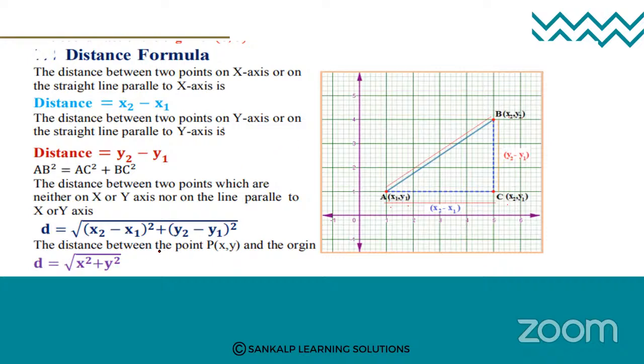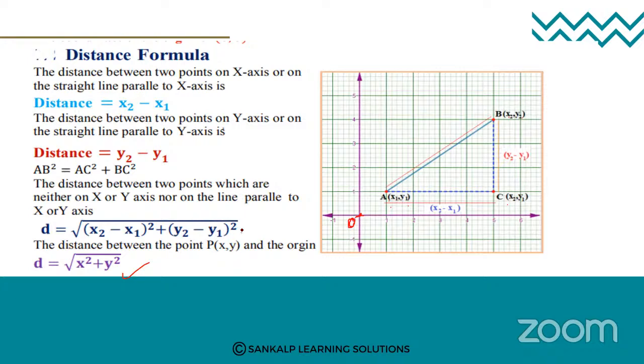If we want to find the distance of the point P(x, y) from the origin, then here it is origin. We call it as the O, where x and y axis intersect. This point we call it as origin and is denoted by O. Then the distance from the origin D is equal to square root of x square plus y square.